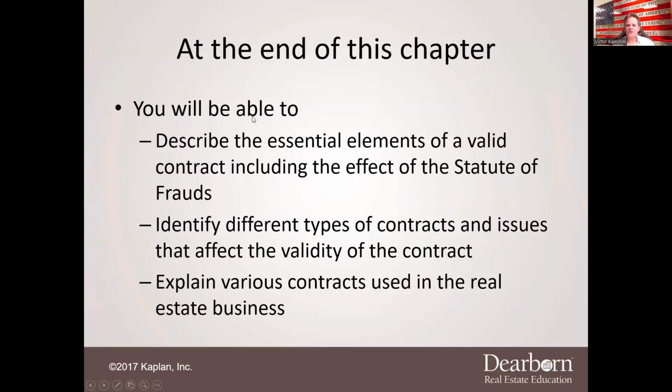So in this chapter, we're going to talk about the 4 essential elements of a valid contract, including the effects of a statute of frauds. We're going to identify different types of contracts and issues that affect validity of contracts. We're going to explain various contracts used in the real estate business as well.